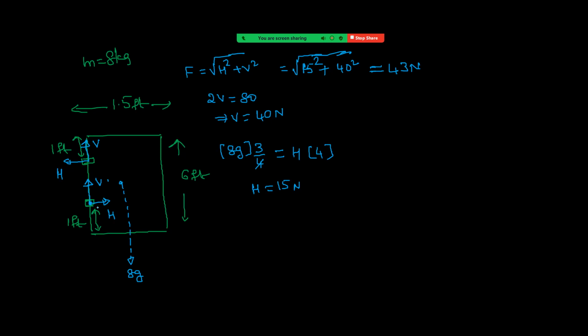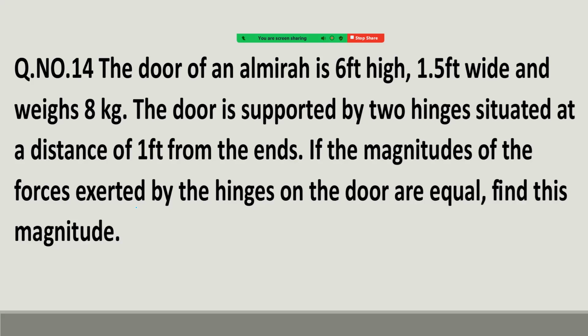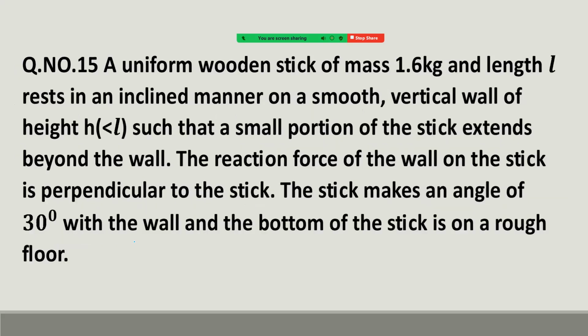Once we get this one, the remaining we can guess easily, because this must be balanced by one component of the hinge reaction. So it must be the same value, direction opposite. And V must be upwards, because if V is downwards, both will be cancelled, and that is not possible. Right? See the next one.